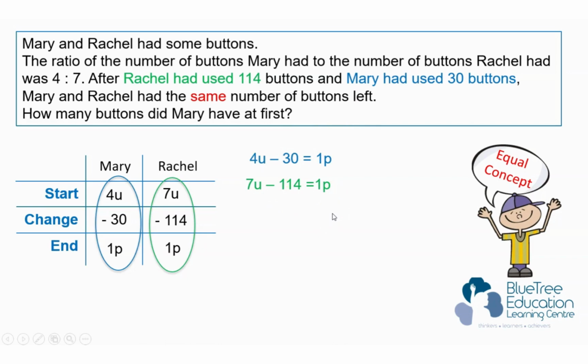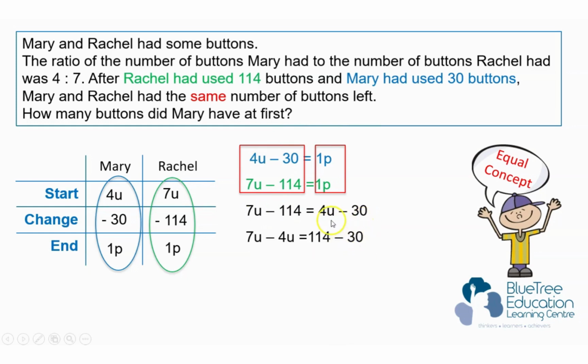I just want to write this down to show you this double-decker bus. You can see that the upper deck 1p equals to the lower deck 1p. And therefore the top numbers in blue here equals to the bottom numbers in green here. And so this is why we write this equation that says 7u minus 114 equals to 4u minus 30. Move the 4 units to the left and you will have 7u minus 4u, and move the negative 114 to the right and you have 114 minus 30. So 3 units equals 84, and after this stage it gets easier.